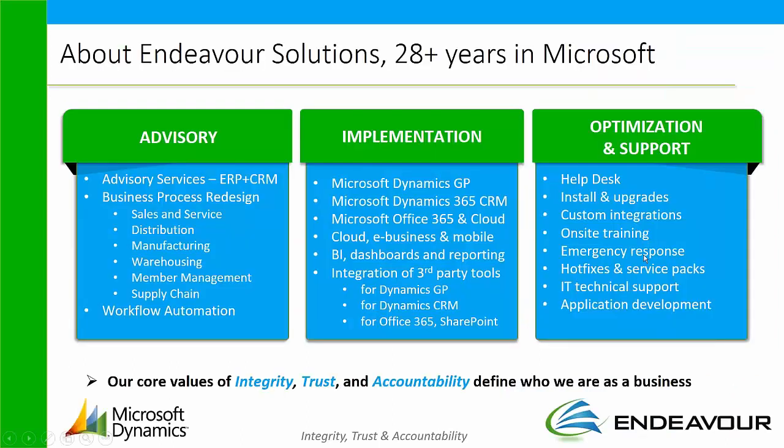A little bit about Endeavour. We've been around for over 28 years supporting Microsoft Dynamics, GP, CRM, and now Office 365 and cloud. 3 lines of business: advisory services and traditional business consulting, implementations, optimizations, upgrades of Microsoft Dynamics and Microsoft products, and then ongoing optimization and support for our clients. We have 5 offices across Canada and over 450 active clients in Canada and parts of the US.